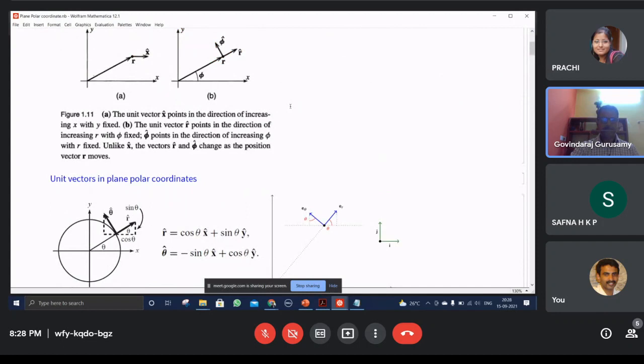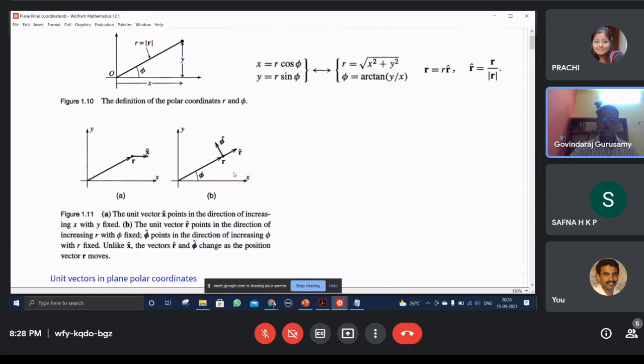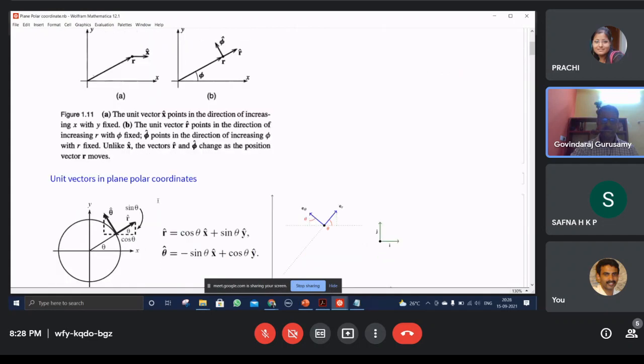So now we can see these unit vectors in plane polar coordinates. What are these unit vectors r cap, phi cap, and how are we going to find them with respect to these axes? When this is sitting here, what could be the connection of x cap and y cap to r cap and phi cap? That is the relation in which we are interested. Now we look at this one.